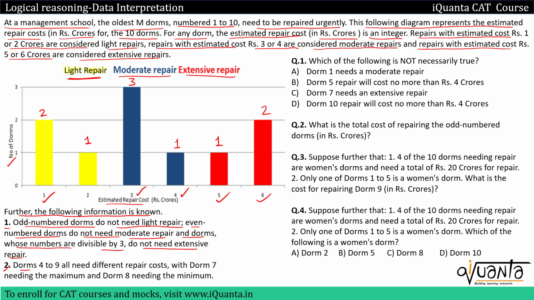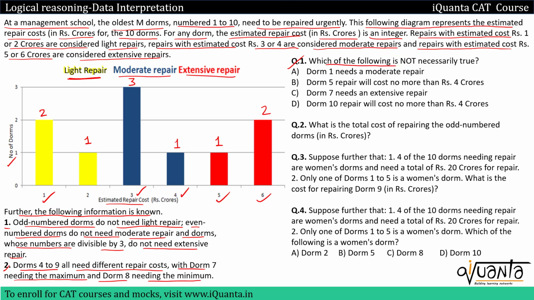Next one is, dorm 4 to 9 all need different repair cost, with dorm 7 needing the maximum and dorm 8 needing the minimum. So we have also been given dorms 4 to 9, they all should have different repair cost, and 7 and 8 they should have maximum and minimum repair cost. So that's it. Let us see what do we need to find out.